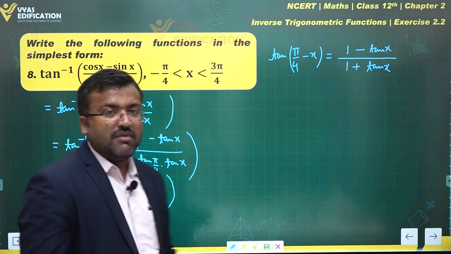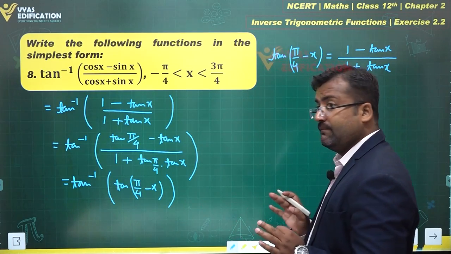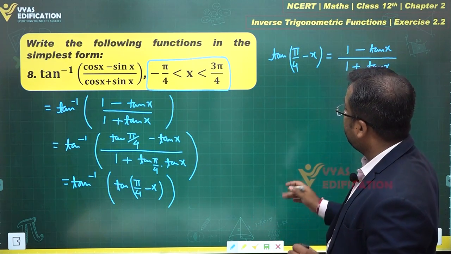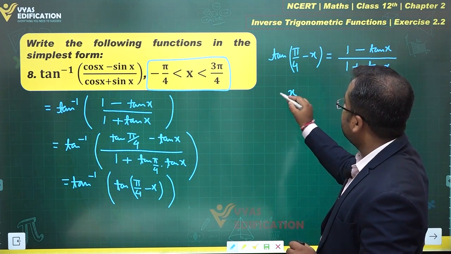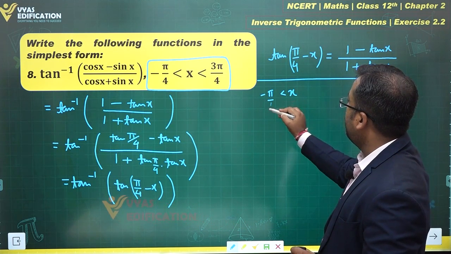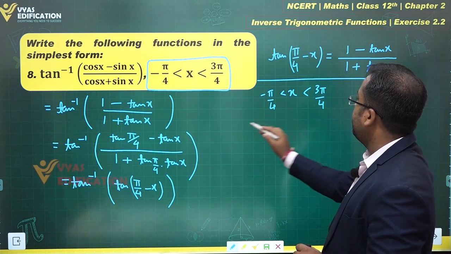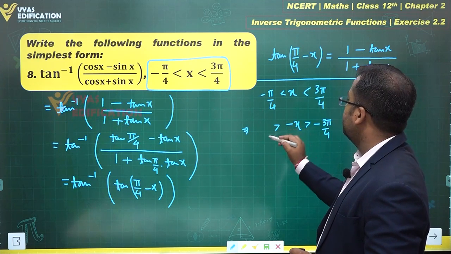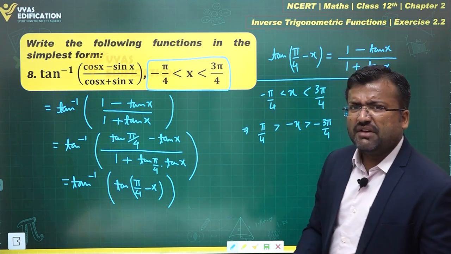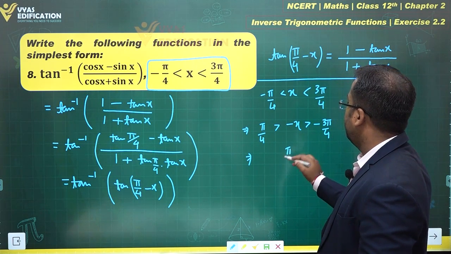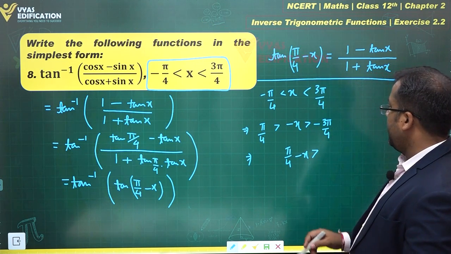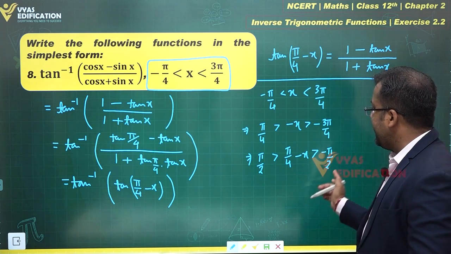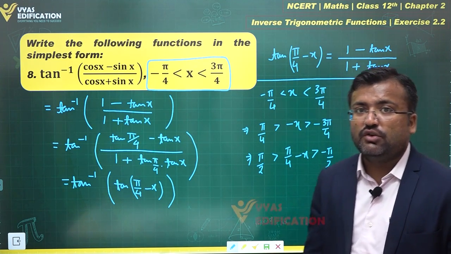What about the values of this pi by 4 minus x? The interval, mind you, is important. I've been saying this over and over again. The given interval is very important because x greater than minus pi by 4 and less than 3 pi by 4 implies that minus x will be greater than minus 3 pi by 4 and less than pi by 4. Multiply with the minus, then you add a pi by 4 over here. This becomes minus pi by 2, and pi by 4 plus pi by 4 becomes pi by 2. So pi by 4 minus x is actually lying in the interval minus pi by 2 to pi by 2.